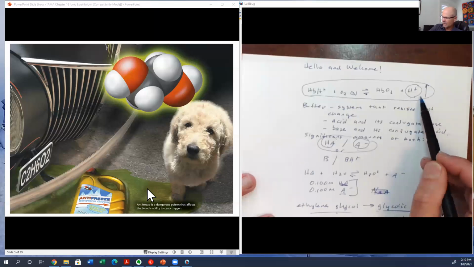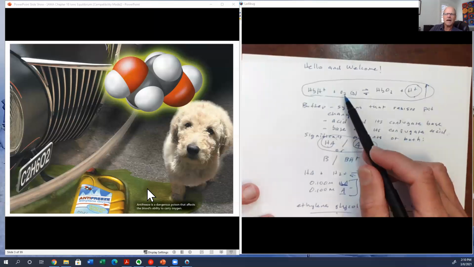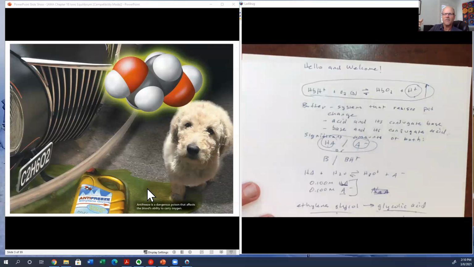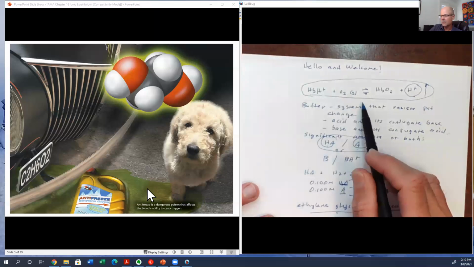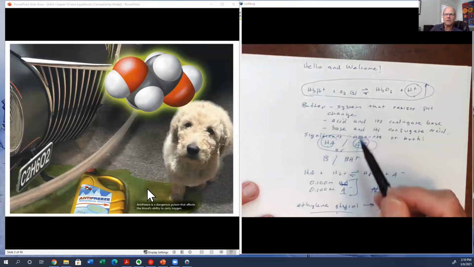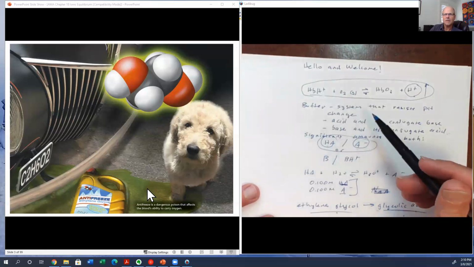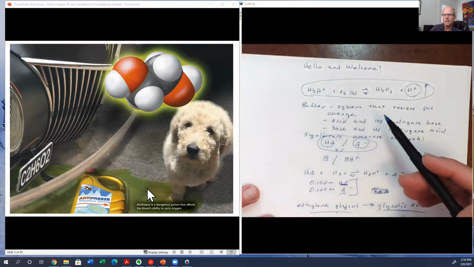And when it becomes more acidic, the dog or cat would start to hyperventilate because it can't get enough oxygen. So it's trying to breathe heavier and heavier. And eventually, if they continue to consume it, they can die because they won't get enough oxygen.